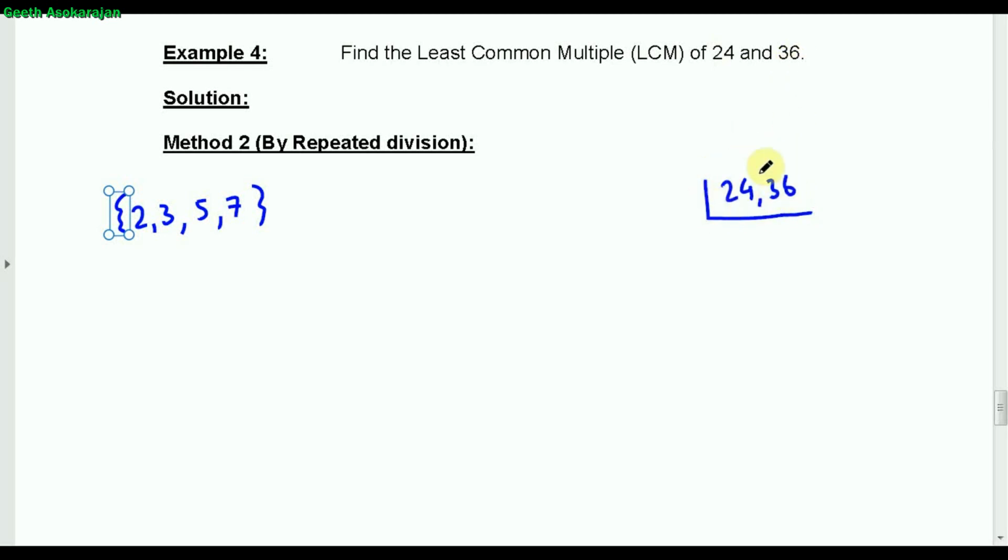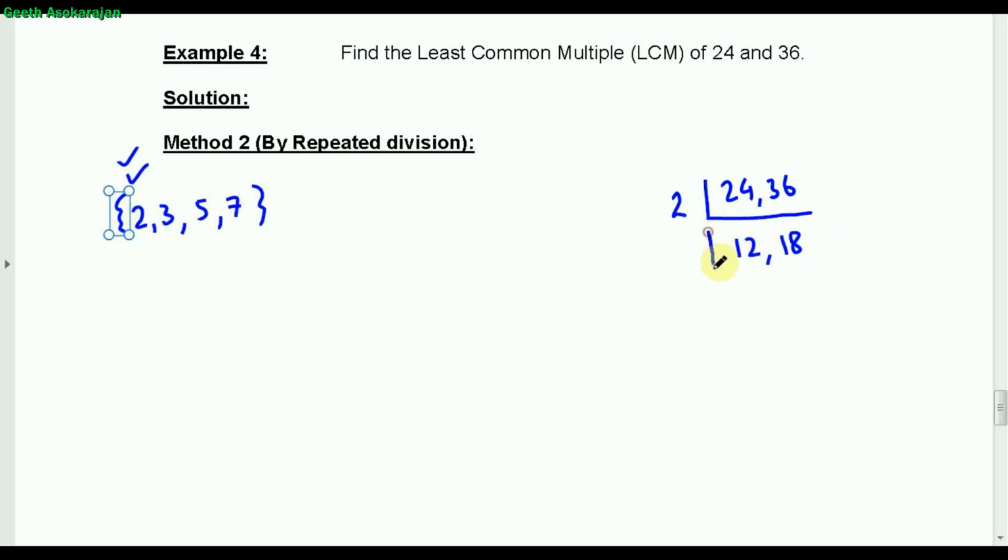So let's check whether we can divide both of these by 2, giving us no remainder. 24 divided by 2 is 12, no remainder. 36 divided by 2 is 18, no remainder. So 2 works. Now let's check whether we can divide both of these by 2 again. 12 divided by 2 is 6, no remainder. 18 divided by 2 is 9, no remainder. So we could repeat with the 2.